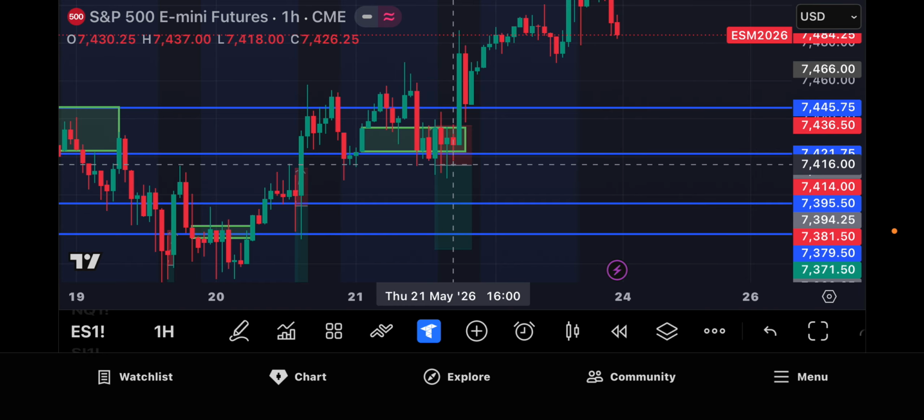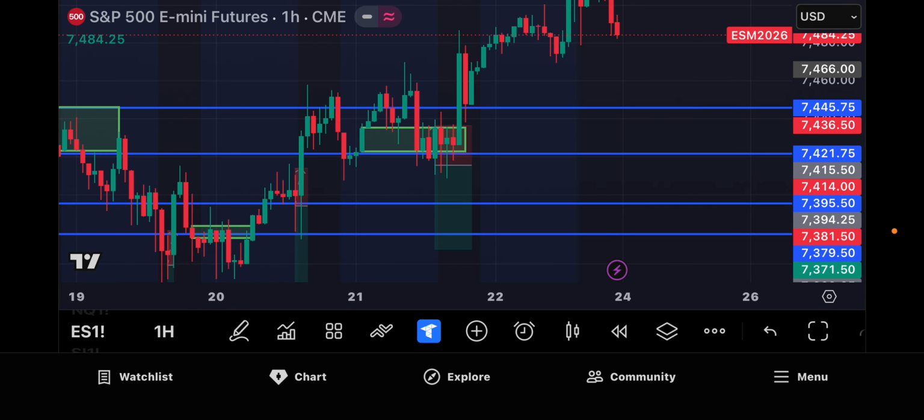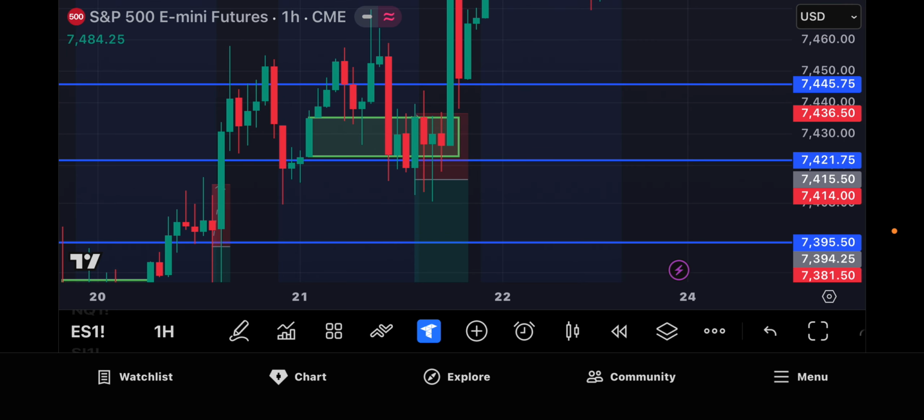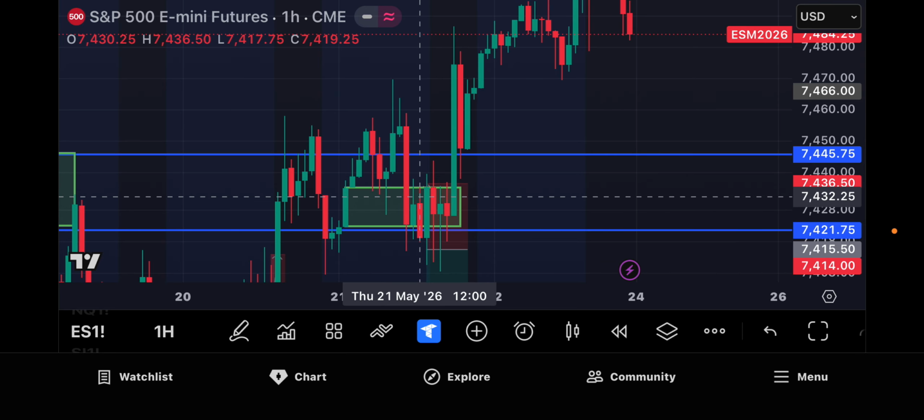But I was looking for some type of sell right here, which I didn't have no fair value gap marked up, so I ain't even really tripping off of that. I didn't take it anyways. But as you see, the fair value gap is respected.